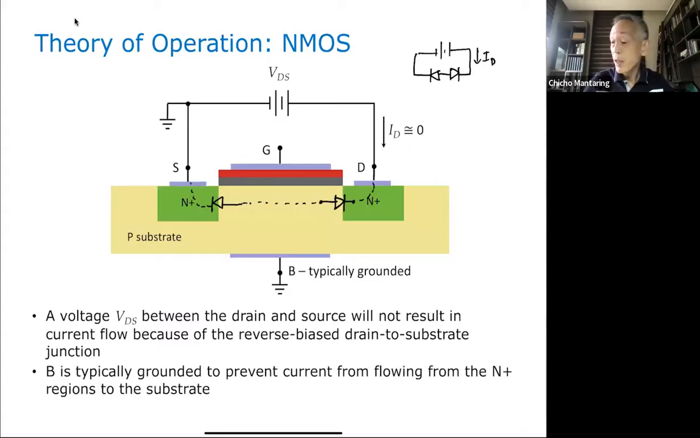By the way, typically we ground the bulk, or we ground the substrate. The reason why we ground the substrate is we want to prevent current from flowing from the source to the substrate or from the drain to the substrate. By grounding the substrate, essentially we are making the P negative with respect to the N, and therefore it's going to be like a reverse biased diode. So that's why we ground the substrate.